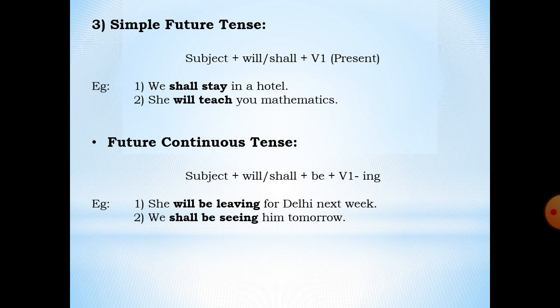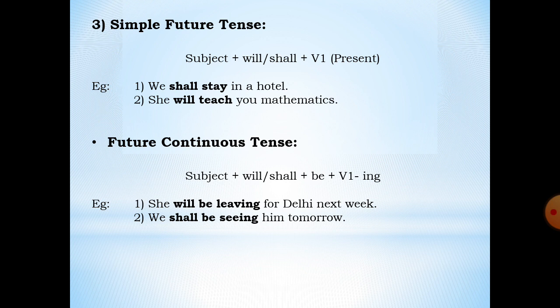Examples: first sentence, we shall stay in a hotel. Will and shall are also said to be modal auxiliaries. In the first sentence, shall indicates that it is in future tense, and stay is the present form of the verb. So it indicates that the sentence is in simple future tense.